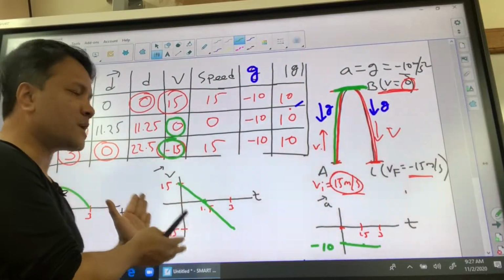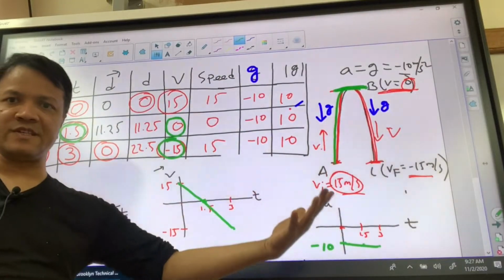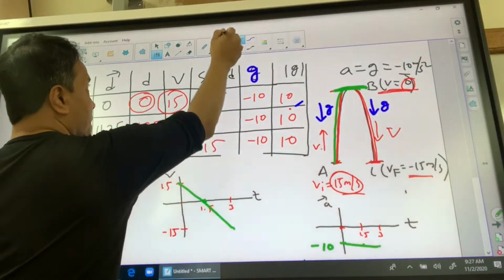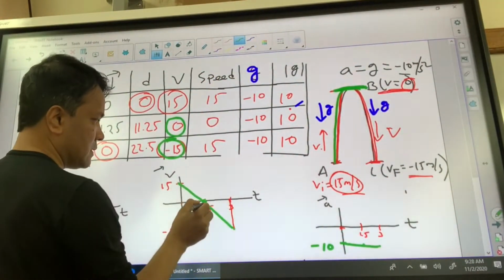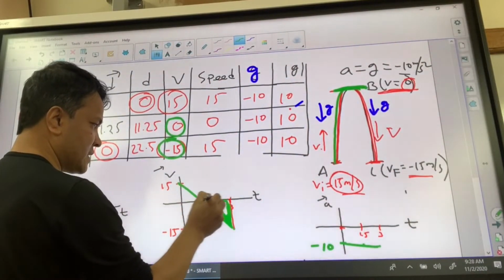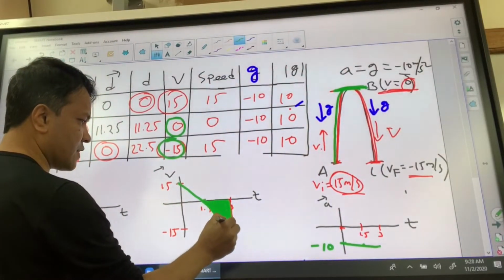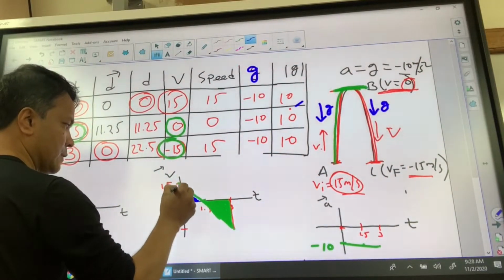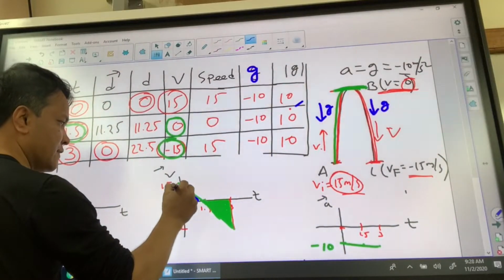Pay attention over here because this is the VT graph, and the VT graph is very important. Area under the VT graph is the displacement. So what do we mean? This is what I mean. I'm going to make it green. Area under the VT graph is the displacement. Okay, so this green and this blue.